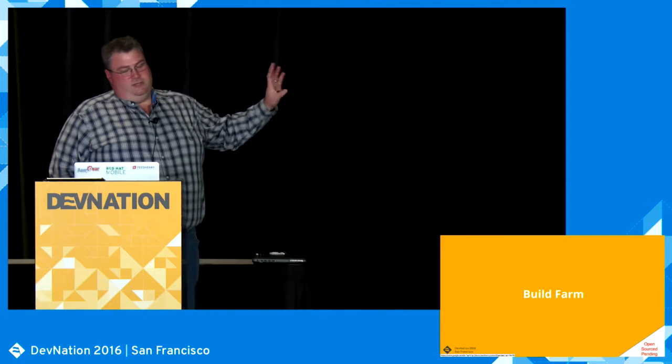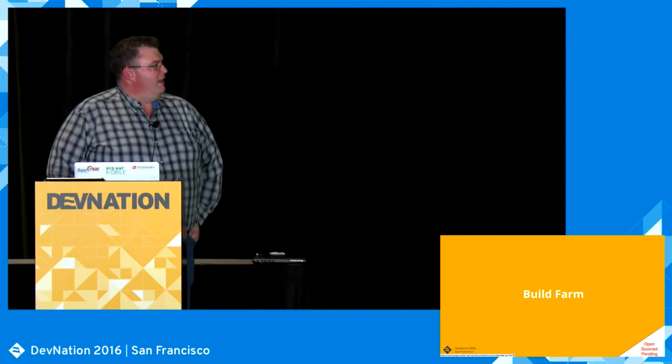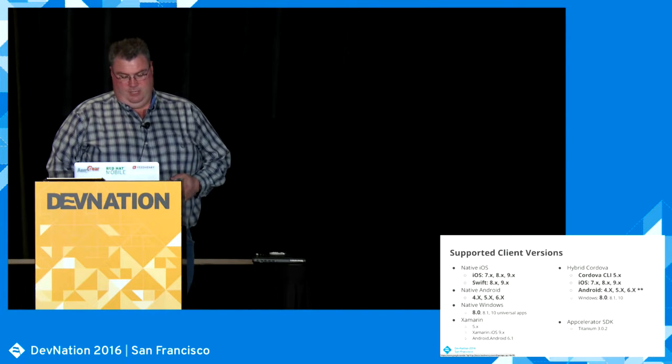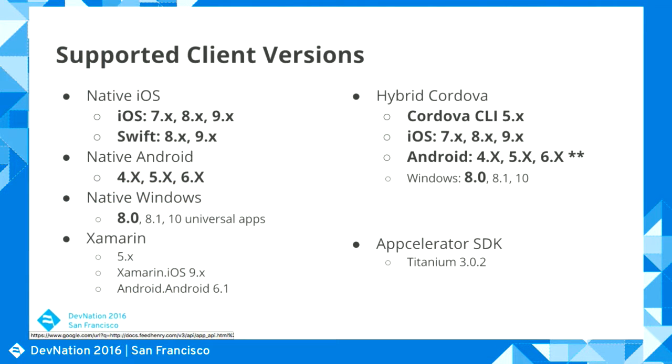Now the build farm is something that we're going to be working on open sourcing in the short term. What we're going to be able to do, and we already have in our product, I'll show you in a minute, is the capability to build all of these different clients. Now we couldn't build all of the clients. For example, you'll see on Windows we only support 8.0. We only support 8.0 because there's actually licensing problems from Microsoft and Visual Studio that forbid us from being able to build Windows 8.1.